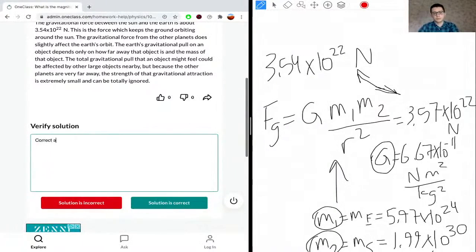So correct answer, explanation. Good job. Solution is correct.